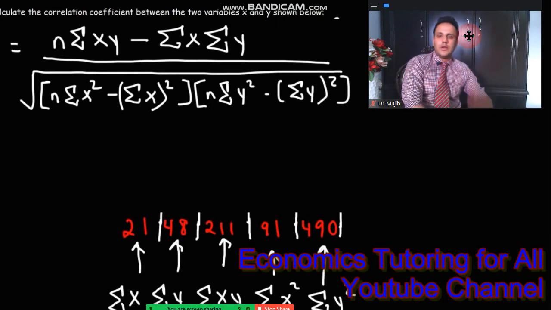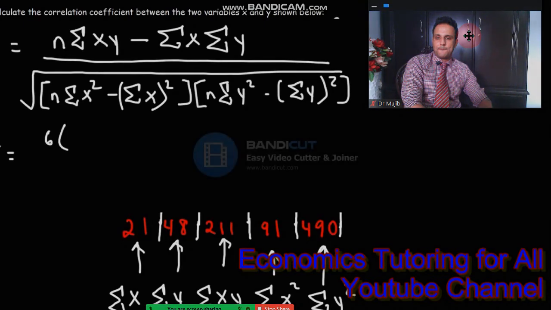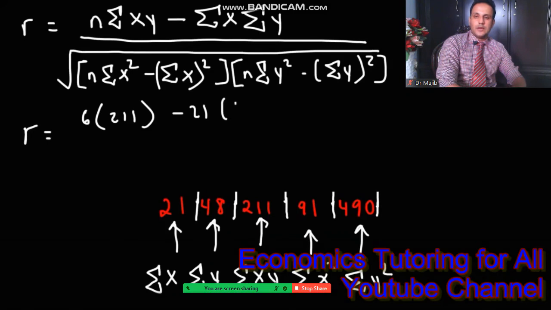Now this is simple. Putting values in the formula, r is equal to n, the number of observations, which are given in the question. The observations given are 6, so n is equal to 6. Put the value of summation xy which we calculated, and that is 211. Minus summation x, 21, multiplied by summation y, 48.